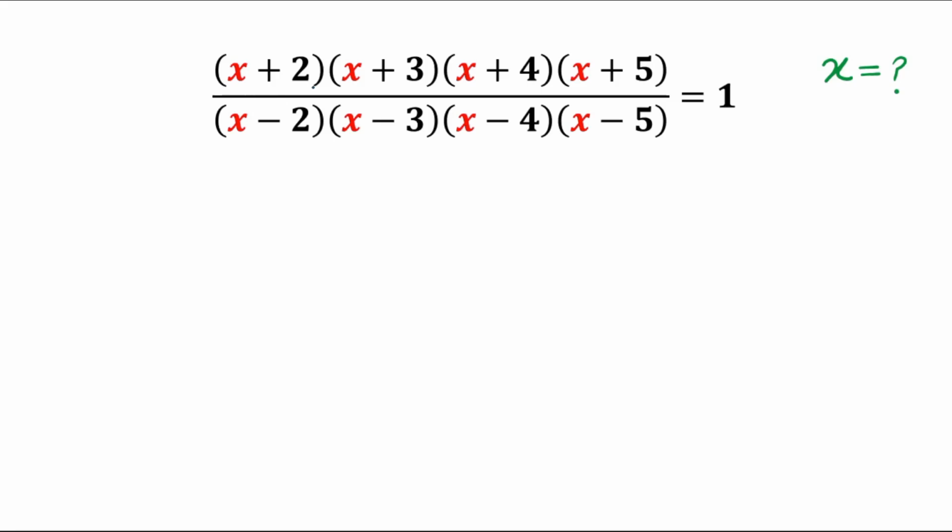Hello students, in this video we are going to solve a nice algebra problem. Here (x+2)(x+3)(x+4)(x+5) divided by (x-2)(x-3)(x-4)(x-5) is equal to 1. Here we need to calculate all possible values of x.